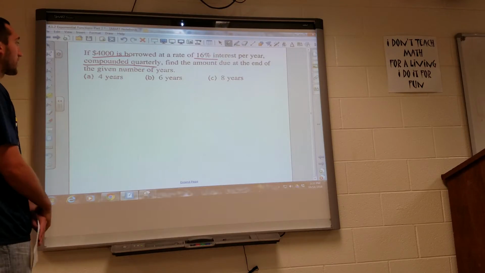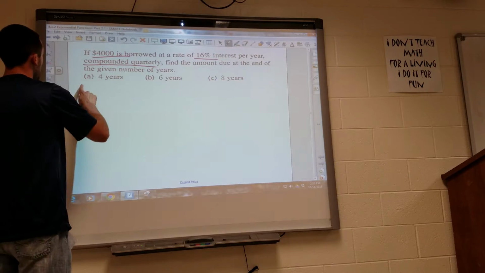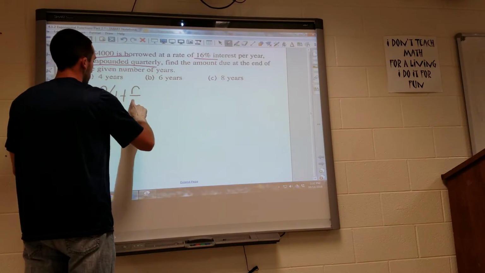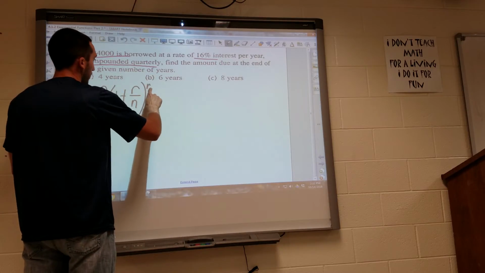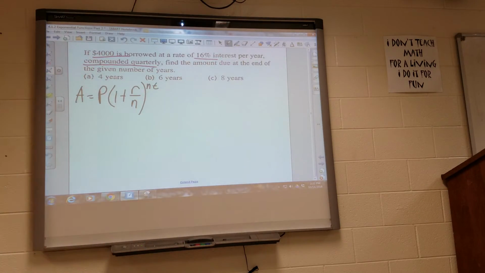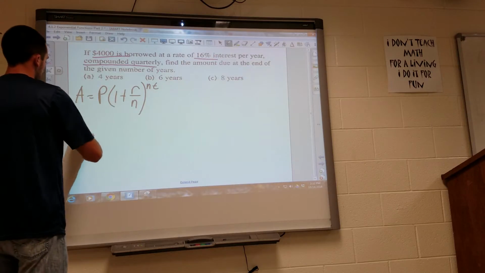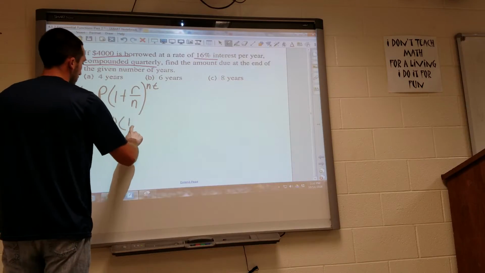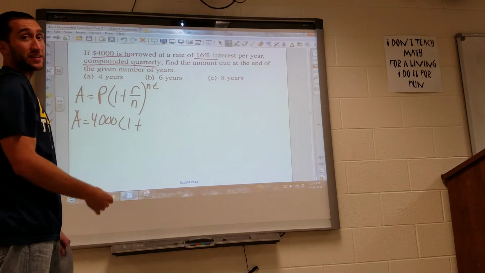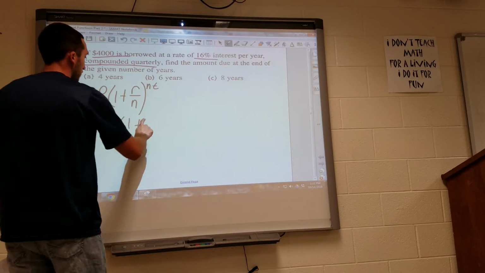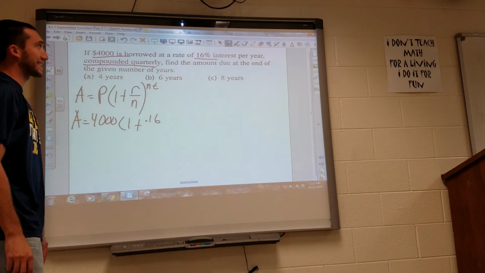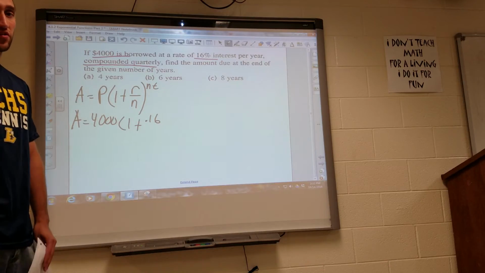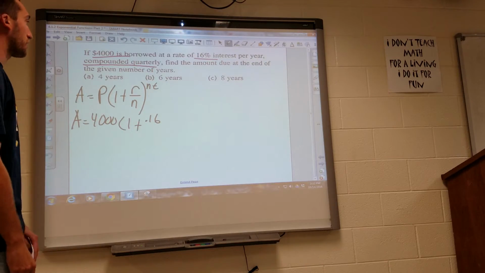So, let's start right off with A. I'm going to write my equation down, A equals P times 1 plus R over N, raised to the N times T. And then just plug in what I know. My initial principal, 4,000. My rate was 16%, so 16% as a decimal is 0.16. Just take 16 divided by 100, or move the decimal place 2 spots. We should know how to turn percents to decimals.